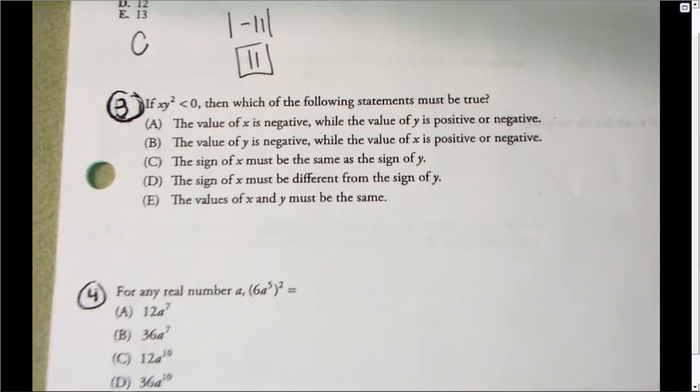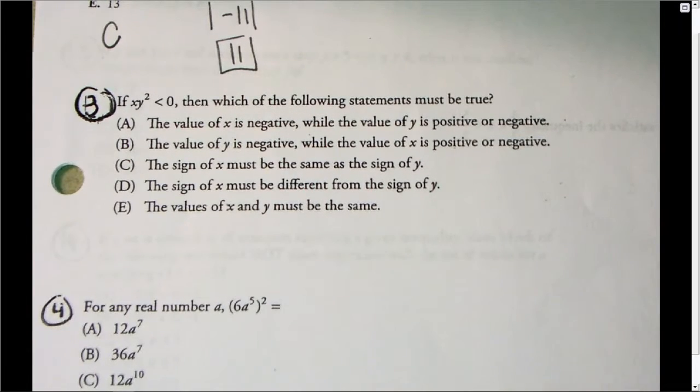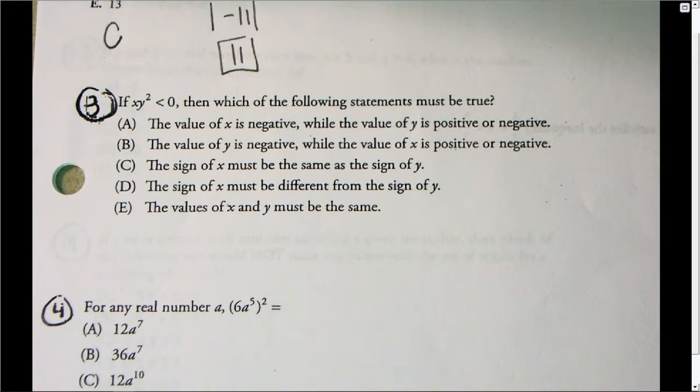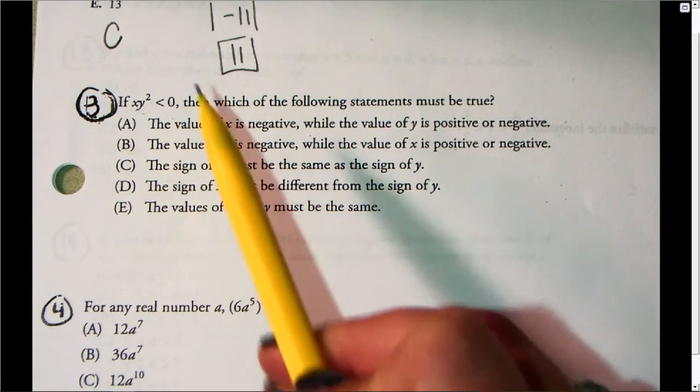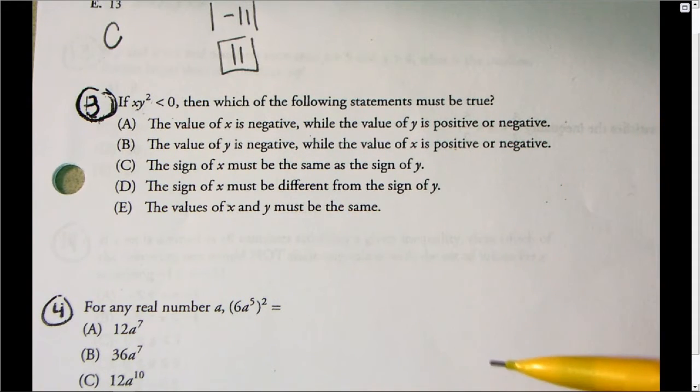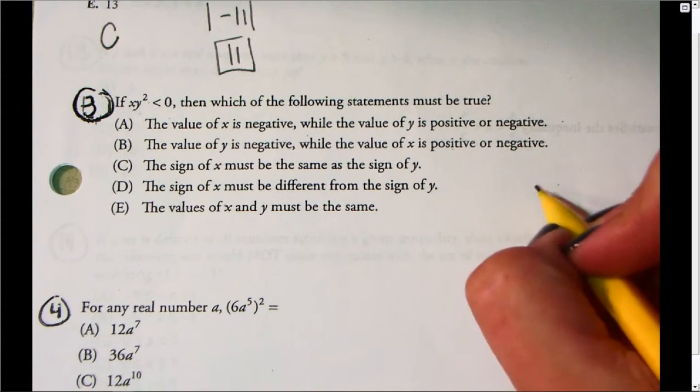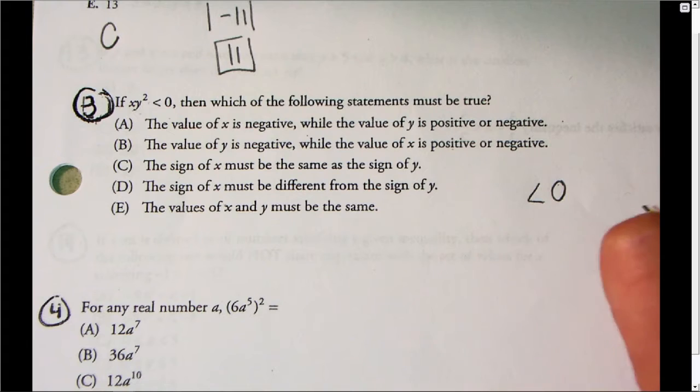So this problem looks intimidating because there's no numbers, and it's rightfully intimidating. I mean, if you look at it, it is a lot of words, and you're like, math shouldn't have words, it should have numbers, and it has none of that. But it's nothing that you can't do. So this says if x times y squared is less than 0, then which of the following statements must be true?